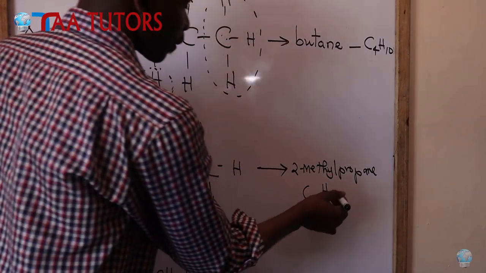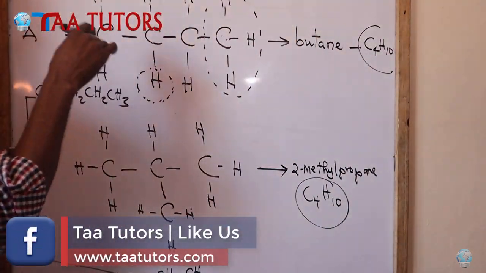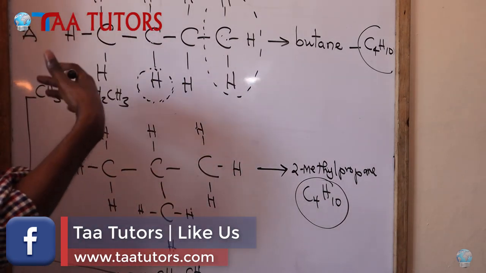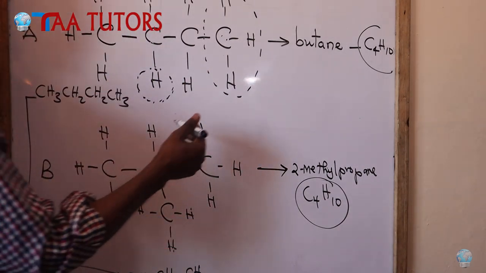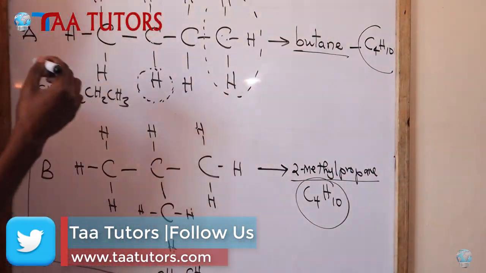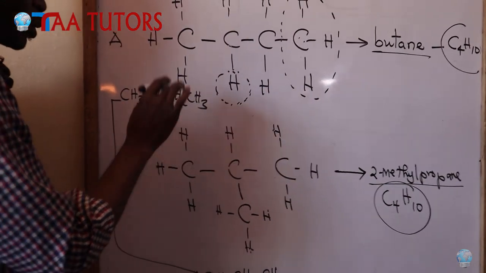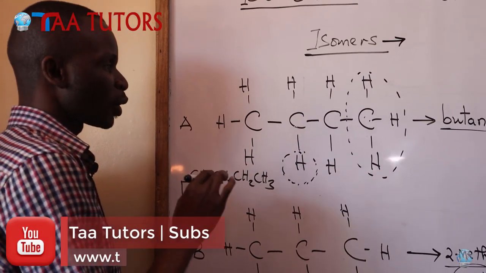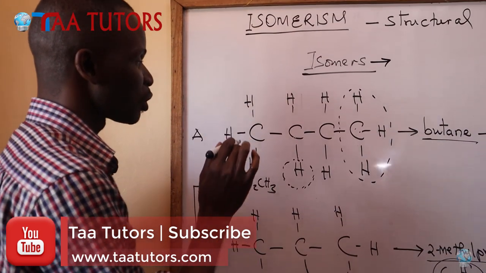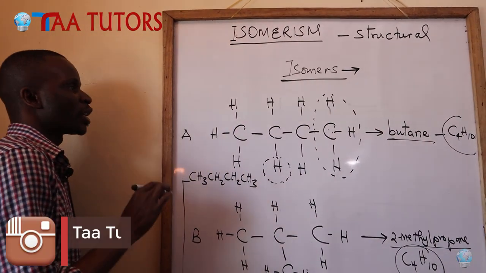But when you come to their molecular formulas, it's C4H10. So it means that the structural formulas are different, the molecular formulas are the same. It means the names of these isomers must be different. This is butane, but this is 2-methylpropane. If you draw these things separately and display their structural formulas, you are going to realize that the number of carbon atoms in each of them is the same, and the number of hydrogen atoms in both of them is also the same. That is what we call isomers.